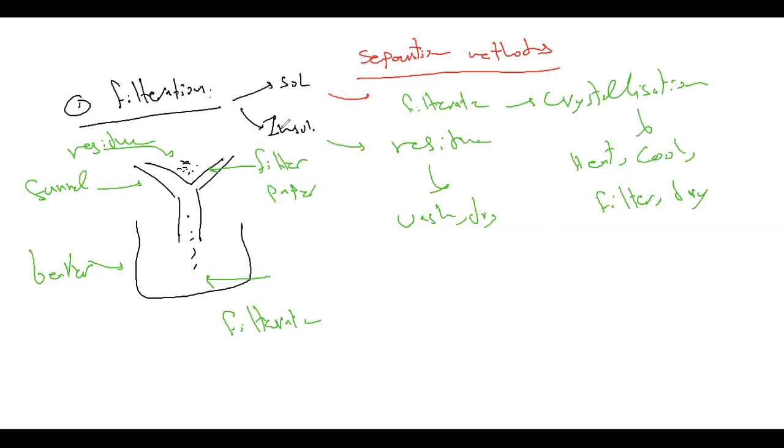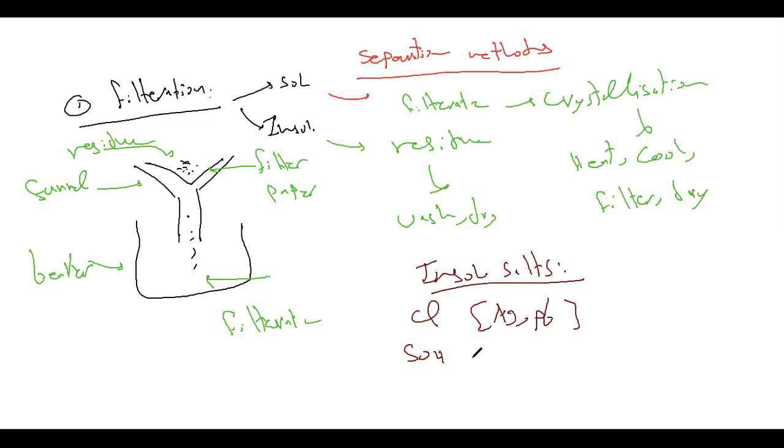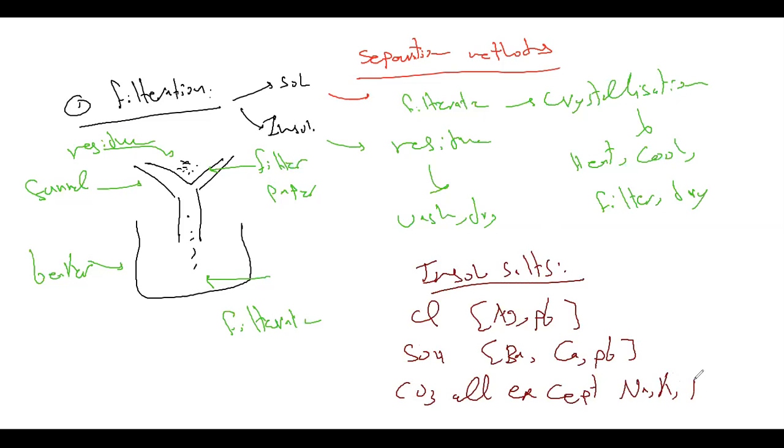And for that, how can we know if this is soluble or insoluble? You must know the insoluble salts. For insoluble salts, for chloride, silver and lead. Sulfate, barium, calcium, and lead. Carbonate, all except sodium, potassium, and ammonium. This is the first one.